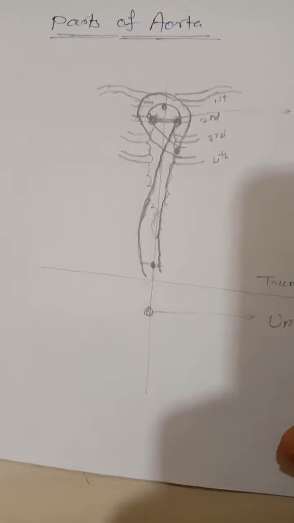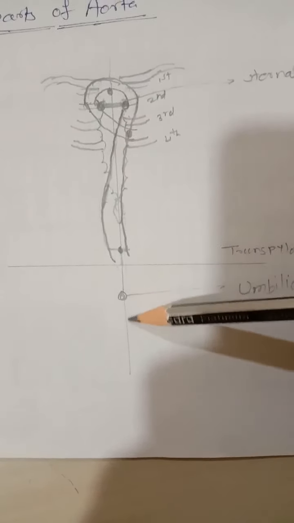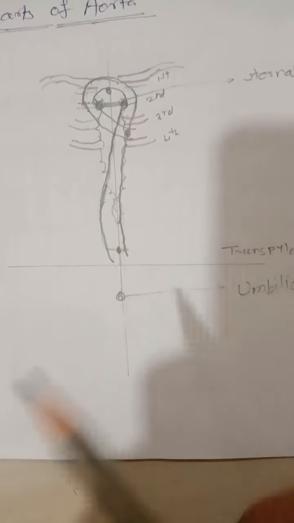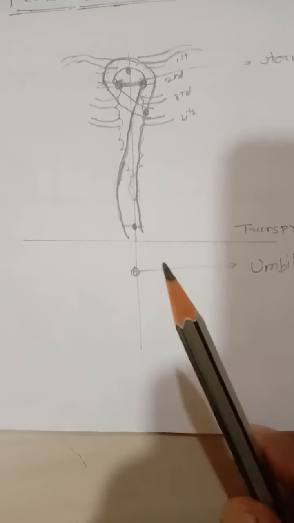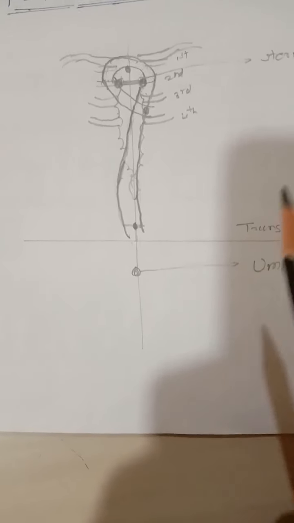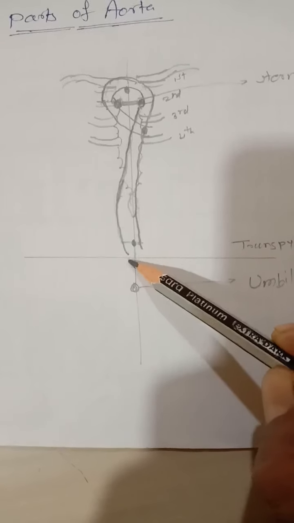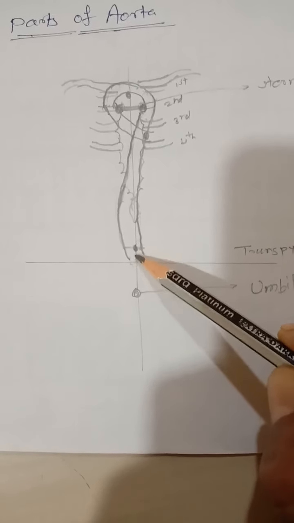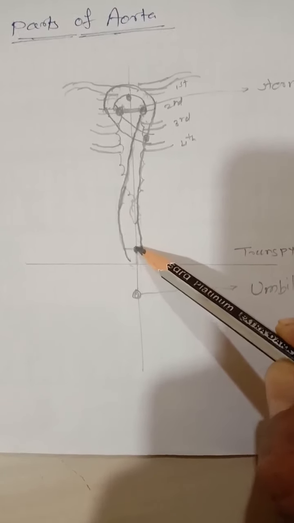After that, let's see the abdominal aorta. For this you should draw the median plane. So here we should already have drawn the median plane and the transpyloric plane. Here you can see the transpyloric plane, and below it the umbilicus is present. So for the drawing of the abdominal aorta, the first point is the same, 2 centimeter above the transpyloric line, on the median plane.